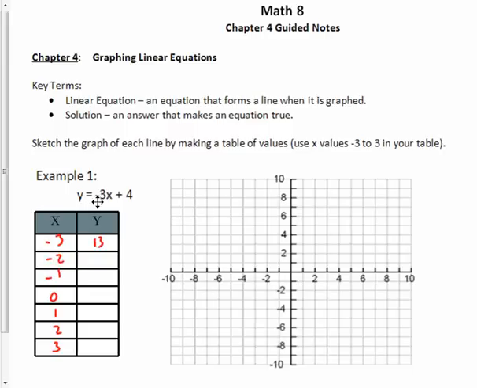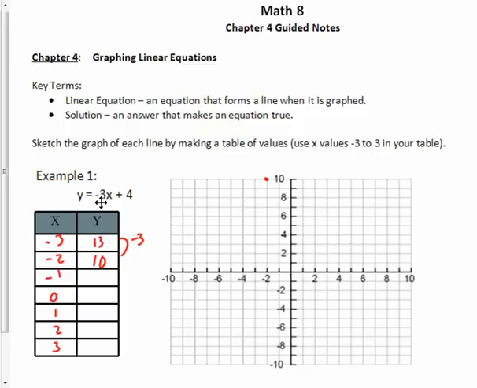-2 times -3 is +6. 6 plus 4 is 10. We can graph that one. We go -2, +10. That actually is right at the top of our chart. Also, we notice here the number is decreasing by 3. So we're subtracting by 3. And if we look at our coefficient, it's a -3.